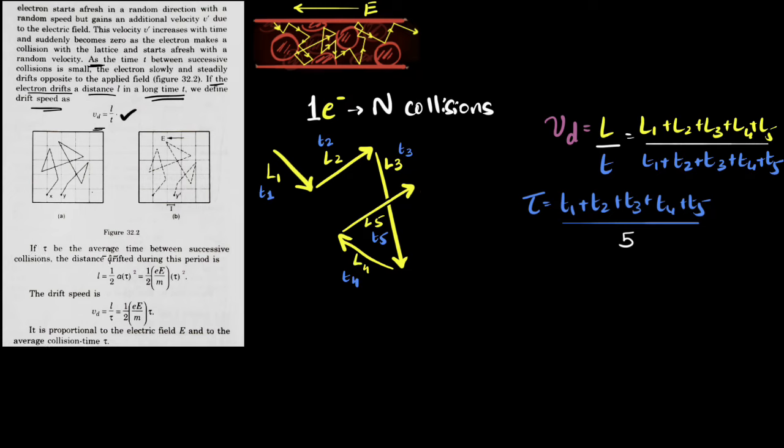This statement makes sense. If tau is the average time between successive collisions, and now comes the important part, the distance drifted during this period is L equals half a tau square. And I'll pause over here.